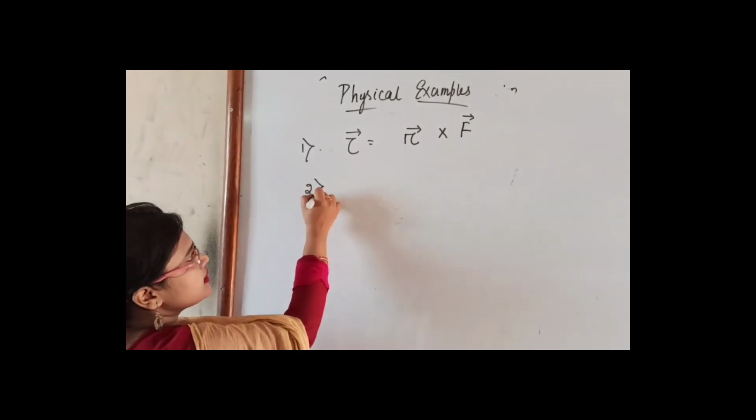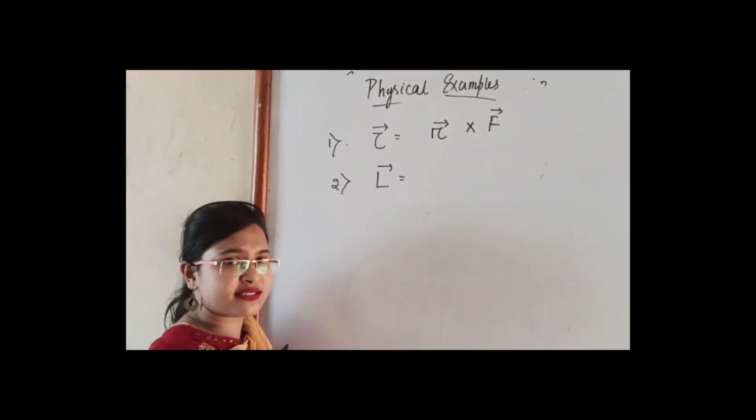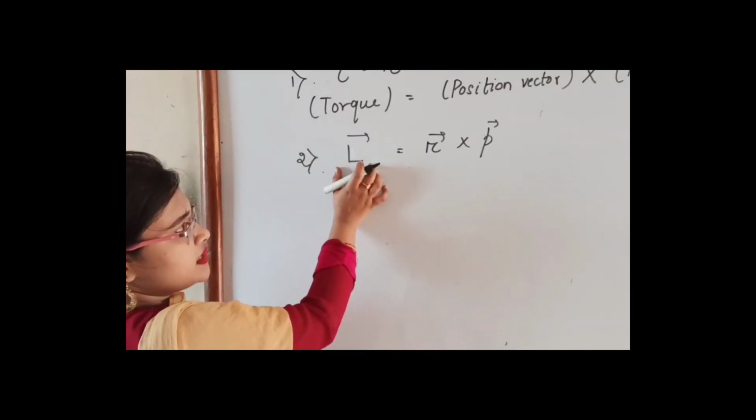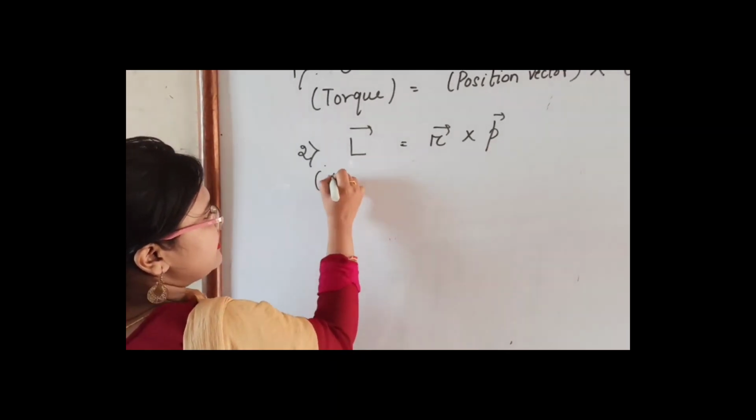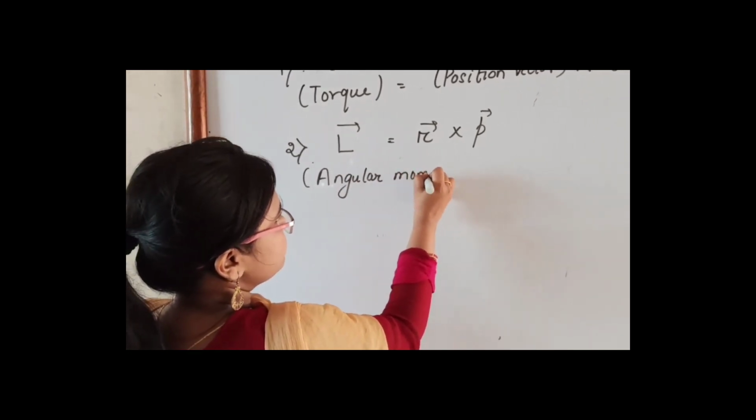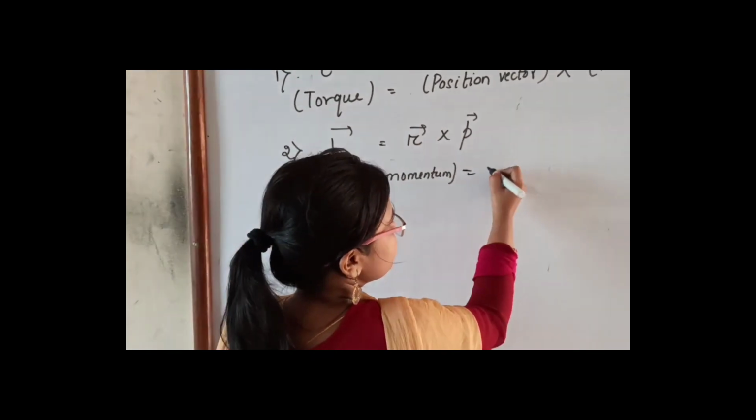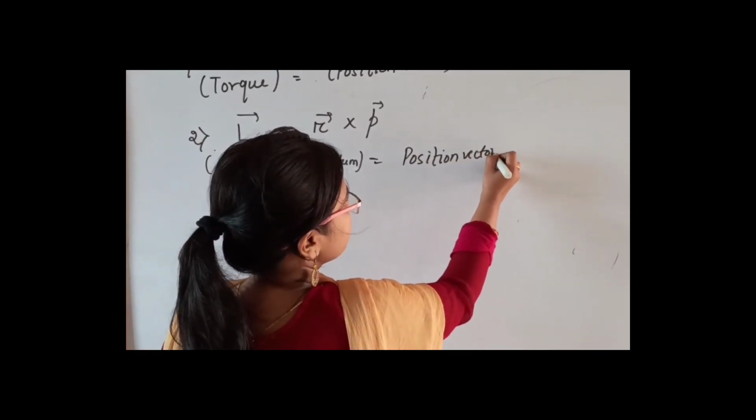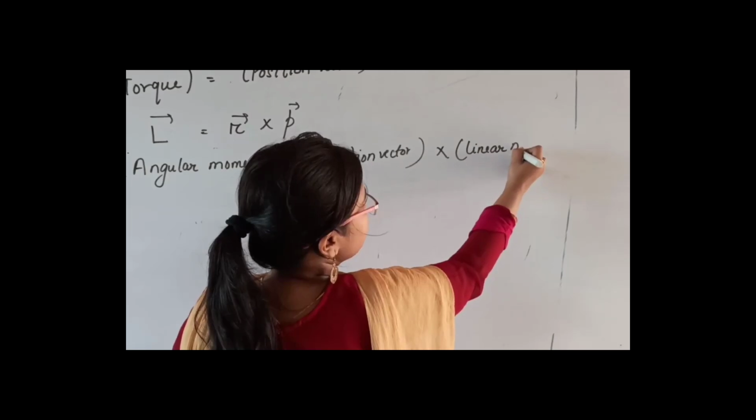Second example is angular momentum. Angular momentum of a particle is defined as the cross product of the position vector r and the linear momentum of the particle. L is defined as angular momentum, which is a cross product of r, the position vector of the particle, into the linear momentum of the particle.